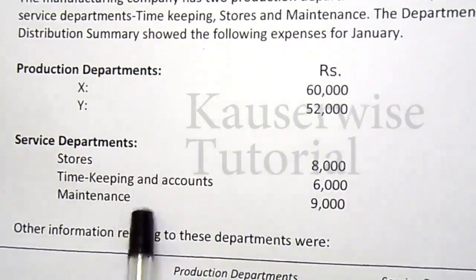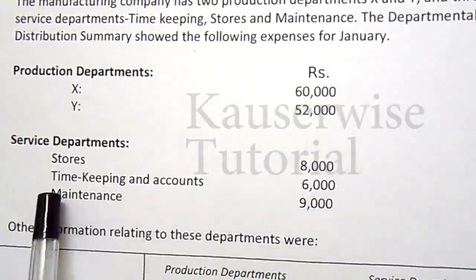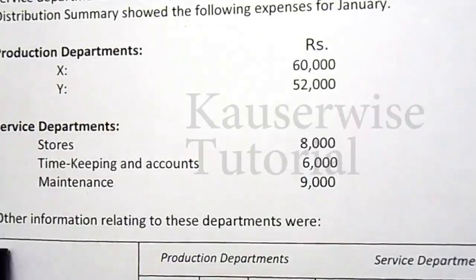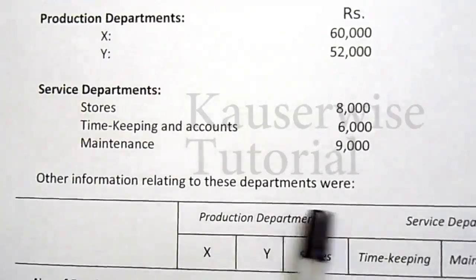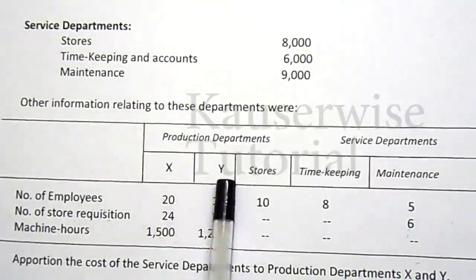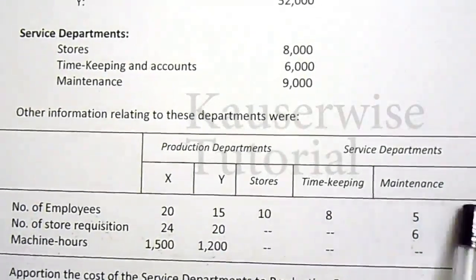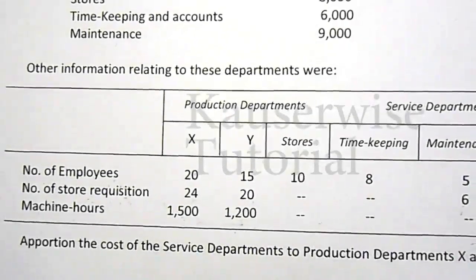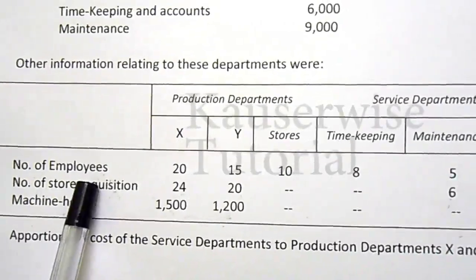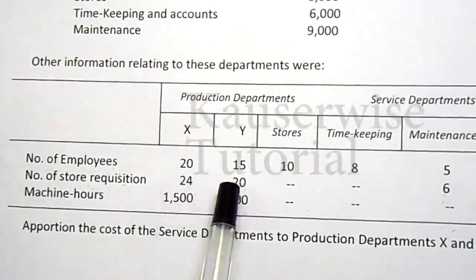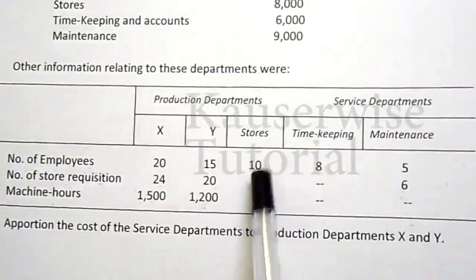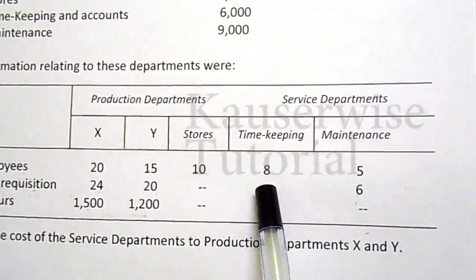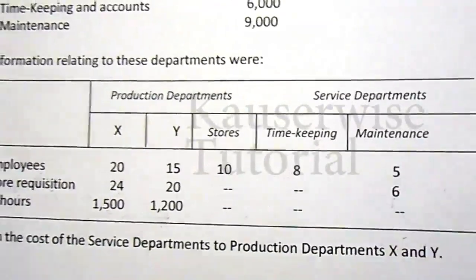For the service departments: stores 8,000, timekeeping and accounts 6,000, maintenance 9,000. Other information relating to these departments: here we have two production departments X and Y and three service departments, stores, timekeeping and maintenance. Here some proportions are given. First one, number of employees. In X department 20 employees, Y 15 employees, in stores department 10 employees, in timekeeping department 8 employees, in maintenance department 5 employees are there.